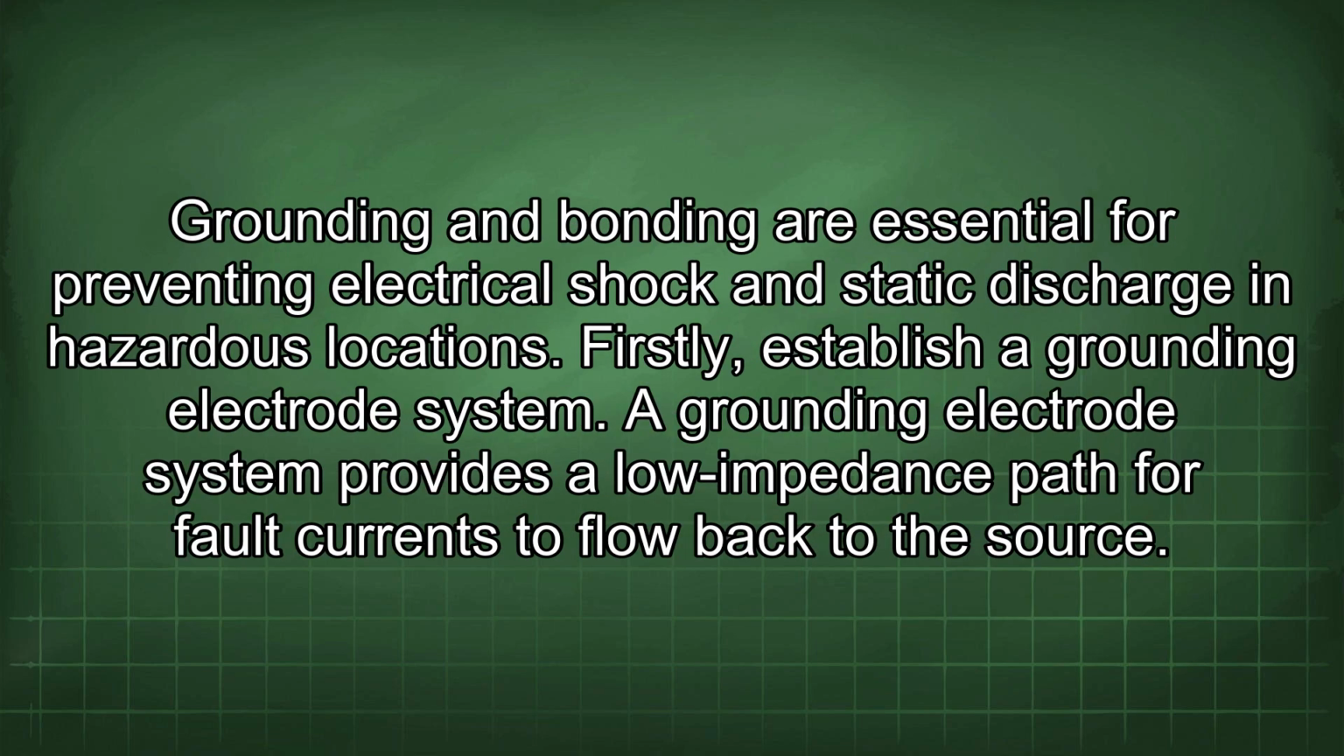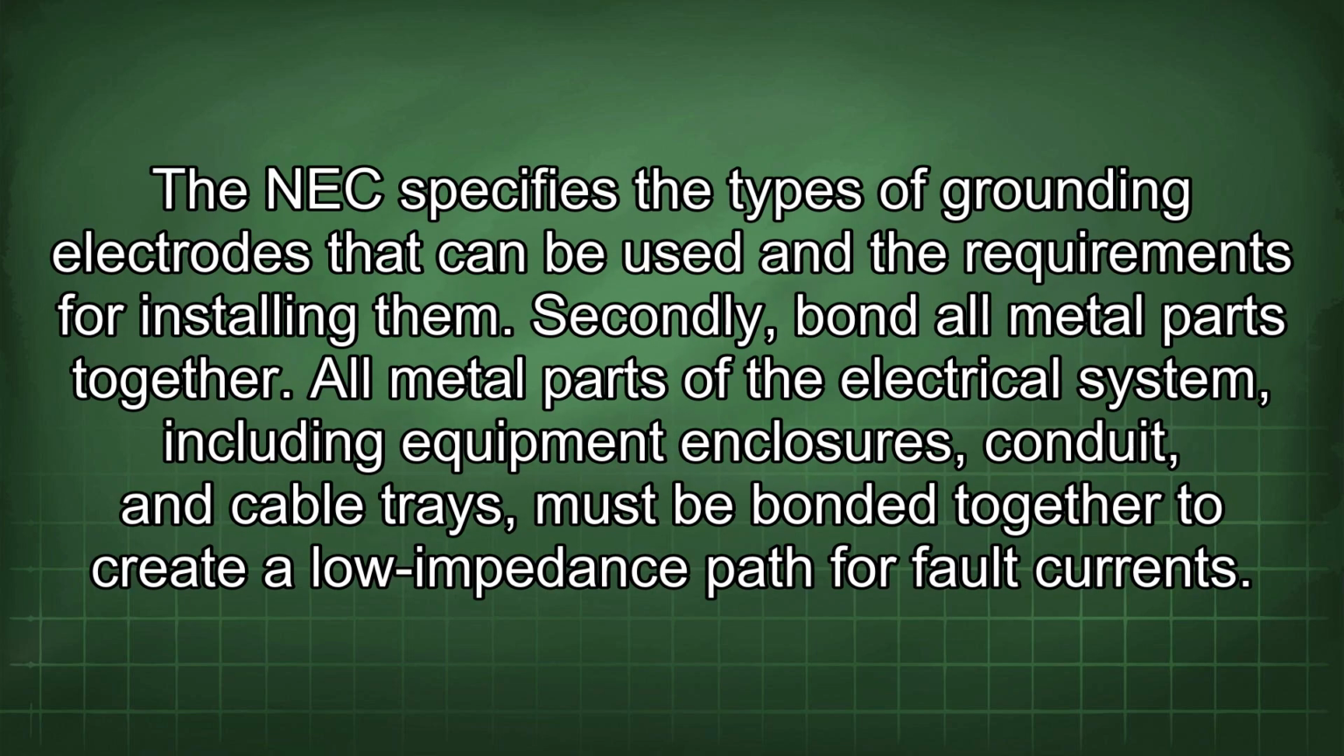Grounding and bonding are essential for preventing electrical shock and static discharge in hazardous locations. Firstly, establish a grounding electrode system. A grounding electrode system provides a low impedance path for fault currents to flow back to the source. The NEC specifies the types of grounding electrodes that can be used and the requirements for installing them.